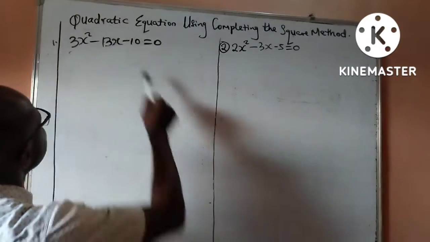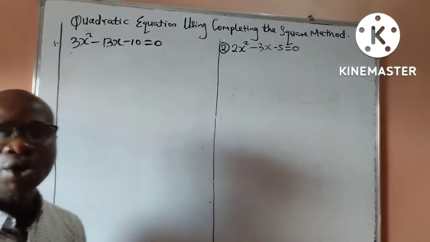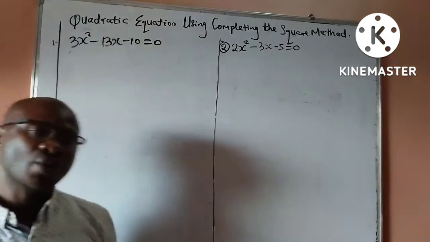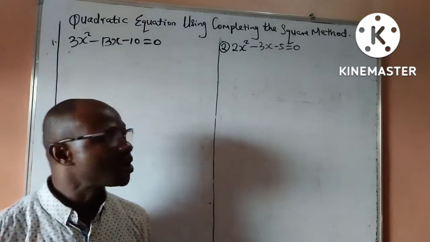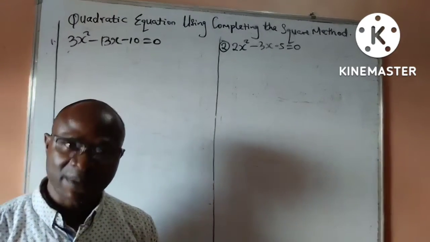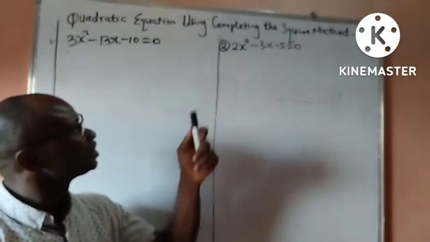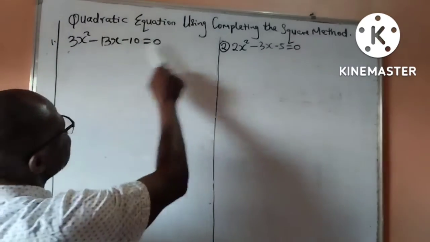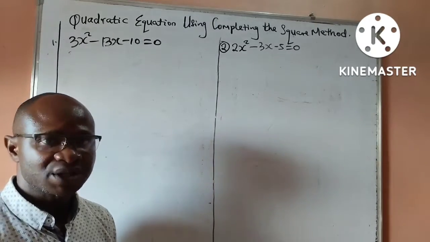Today, I'll be teaching quadratic equation using completing the square method. We have four methods of solving quadratic equation. One is called factorization method. The second one is called quadratic formula, which I have done a video on. The third one is completing the square method, and the fourth one is graphical method. So I have two examples to explain completing the square method of solving quadratic equation.